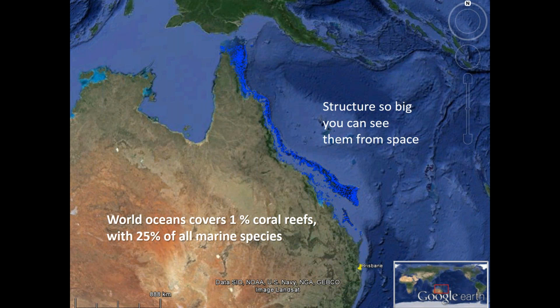Now, looking at the world's oceans, they cover 70% of the Earth's surface, and 1% of that is actually captured by coral reef. But 25% of all marine species are in some way reliant on the coral reefs. So hence the importance of protecting these reefs and taking care that they can be managed well is very, very important.